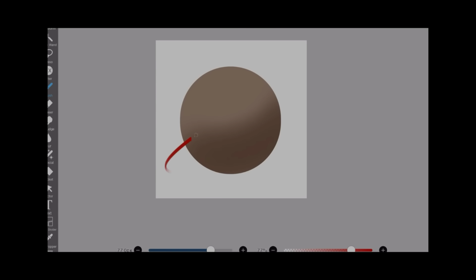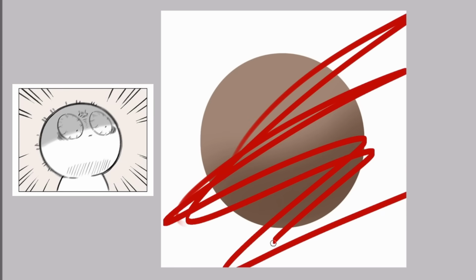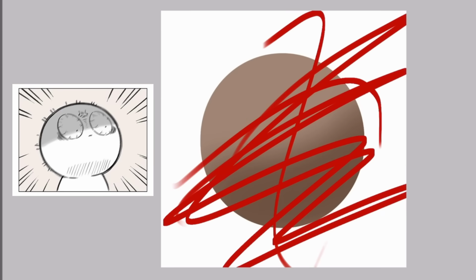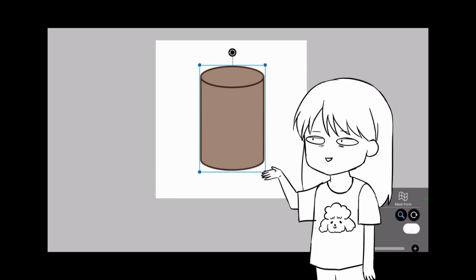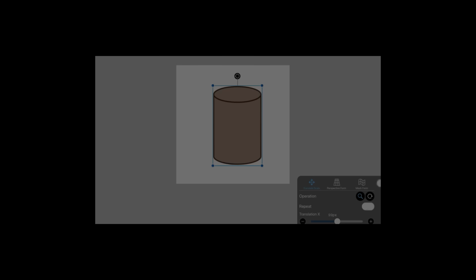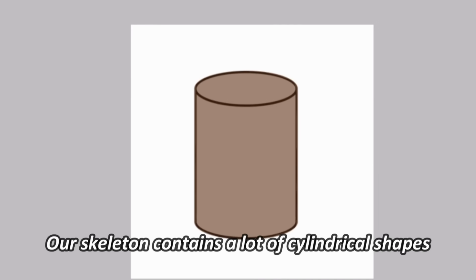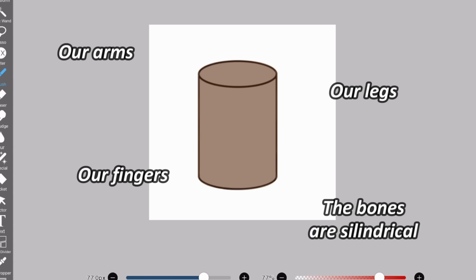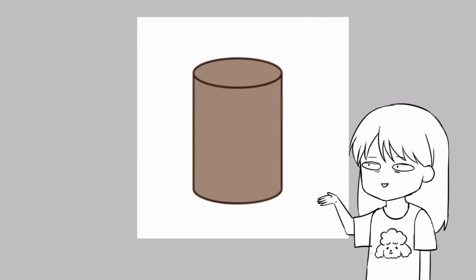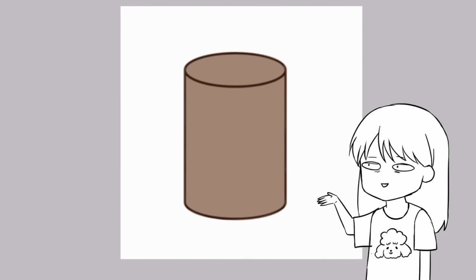No wait, actually, I'm sick of the circle. Always so smug with the roundness and smooth surface. Instead, let's use the cylinder. I took this picture from Google and then colored it because I'm lazy. So our skeleton contains a lot of cylindrical shapes. Our arms, our legs, our fingers, the bones are cylindrical. So instead of circles, we actually have a lot of long things inside us.